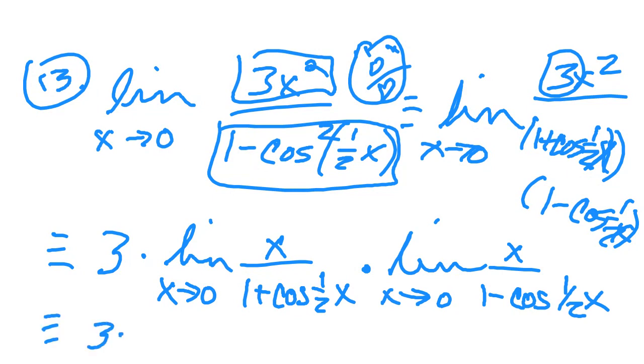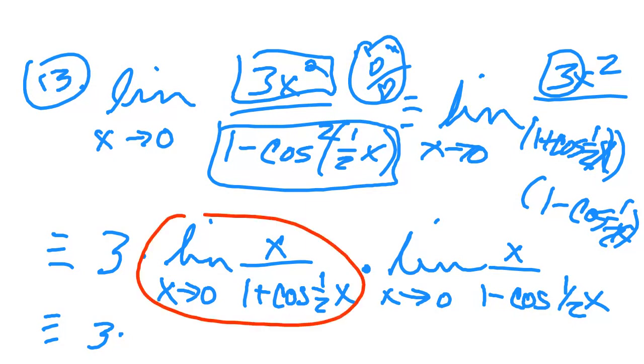So this is 3 times, and I'm going to use a different color here for this one. Let's just look at this one. If I plugged in 0, I get 0 on top, but what do I get on the bottom? The cosine of 1/2 times 0 is cosine of 0, which is 1. 1 plus 1 is 2. So that's 0 over 2, which actually equals 0.